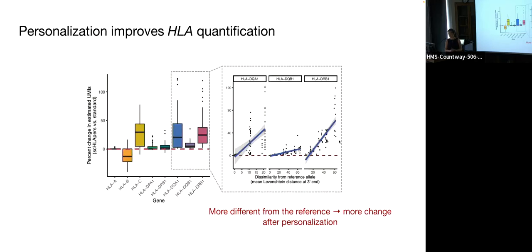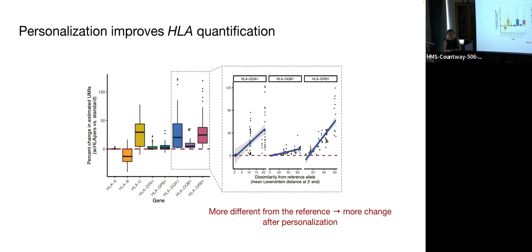And so we did several benchmarking analyses to show that personalization really improves the HLA expression estimates. So here in this plot, we're showing for all the classical HLA genes, each dot is for each individual, the percent change in their estimated expression for each gene, compared to a standard pipeline, which has a single reference genome. And so you can see for some individuals, their expression estimates change by like 50% or more.